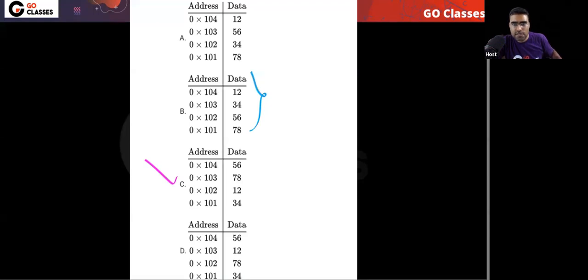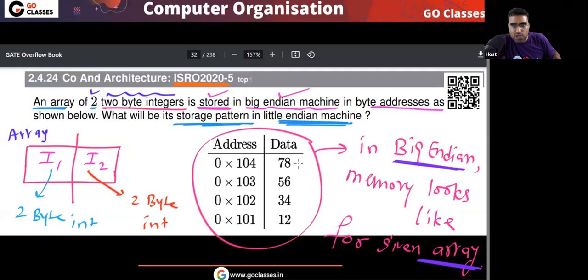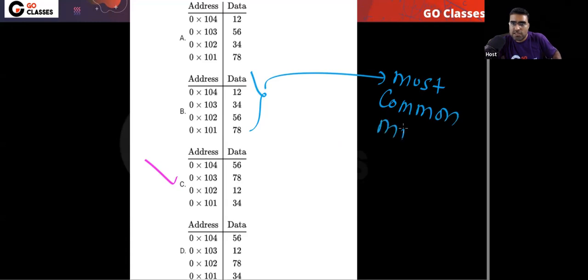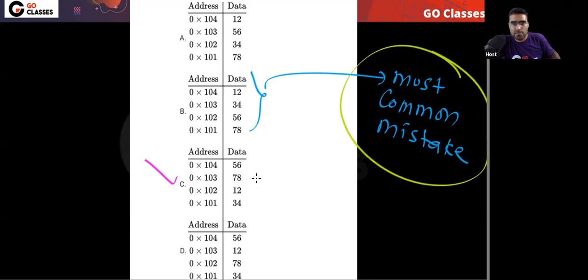Correct? Yes or no? Many students will change the entire order. I think this will be the most common mistake. Do you agree with me? Because many students will just change the entire order. So I think this will be the most common mistake in this question. Okay, but the answer will be option C. This is the correct answer.